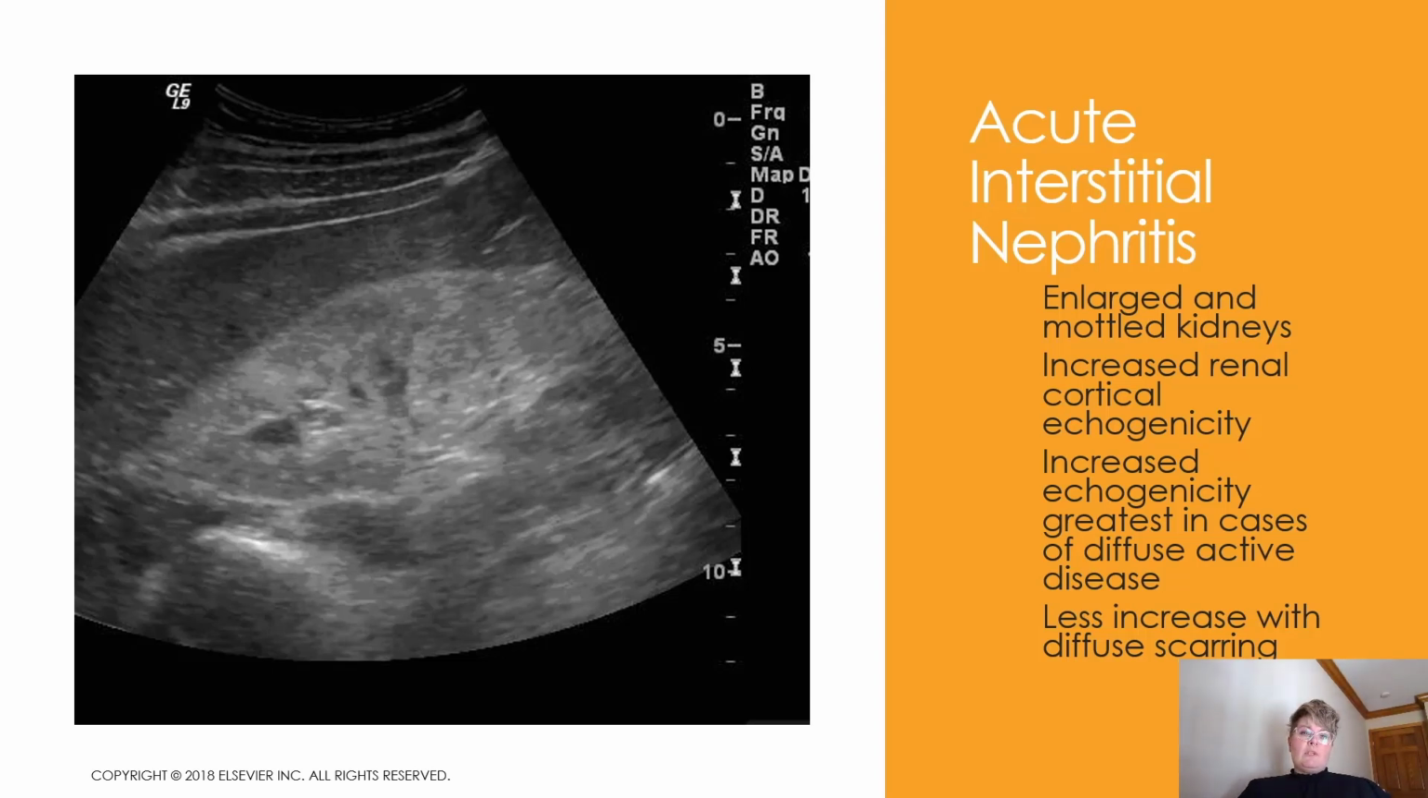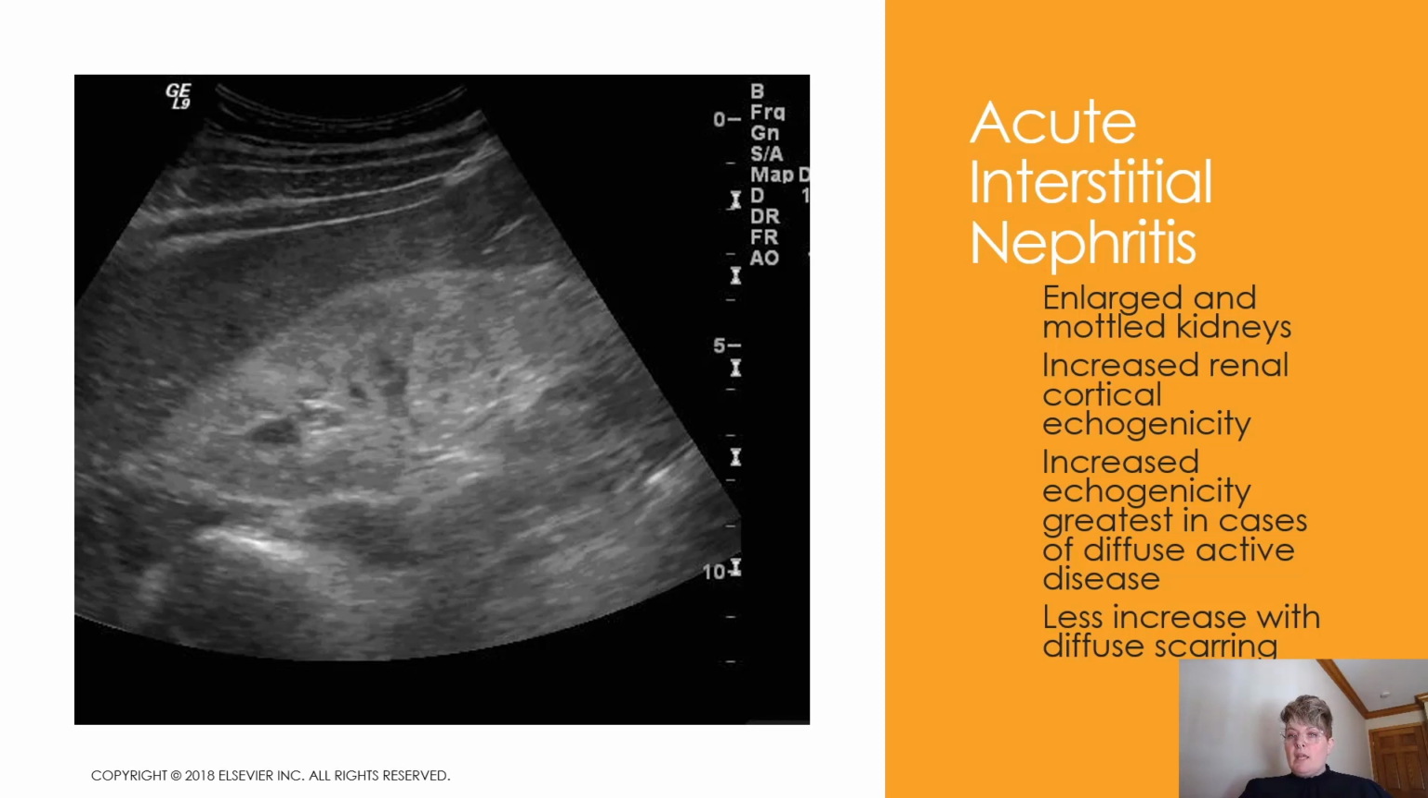So here is an image of our acute interstitial nephritis. Again, this is going to be enlarged kidneys, and they're going to be more on the increased echogenicity side, but they're actually going to look kind of mottled too. They're going to have a very heterogeneous appearance to them, but they're going to appear, for the most part, brighter than usual.